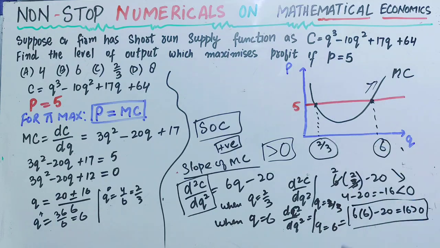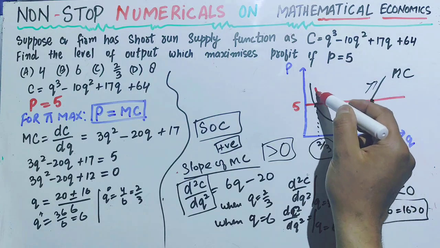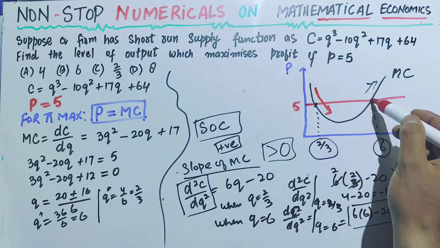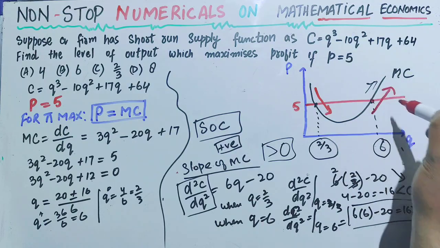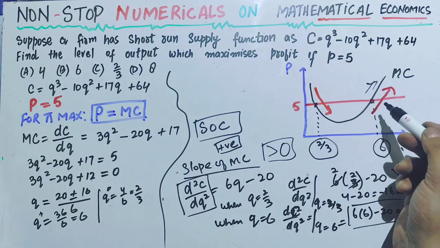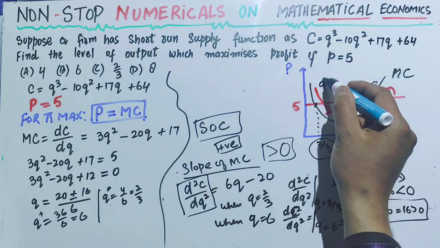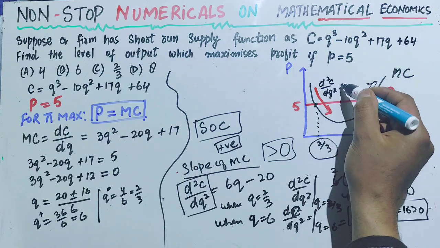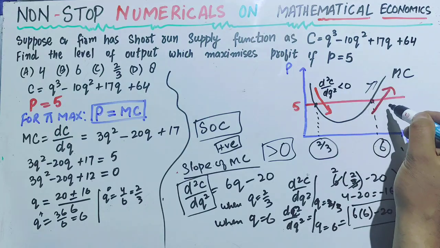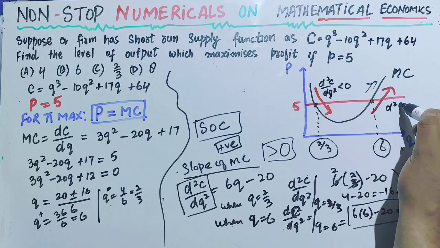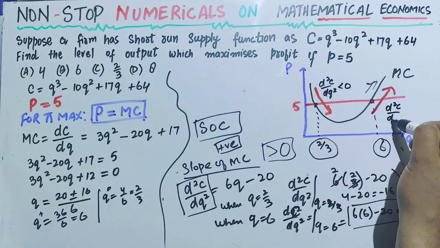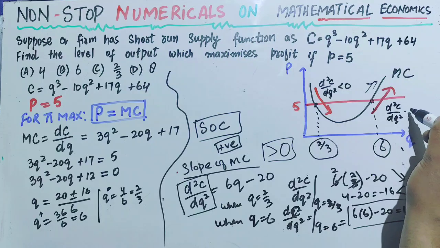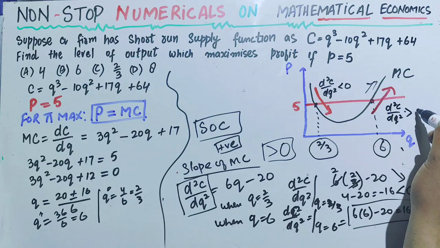This does not satisfy the second order condition for profit maximization. At this point the slope of the marginal cost is decreasing, but at this point the slope of the marginal cost is increasing. How did we get this? Because here d square c upon dq square is less than 0, but at this point the second derivative of the cost function with respect to output is greater than 0.